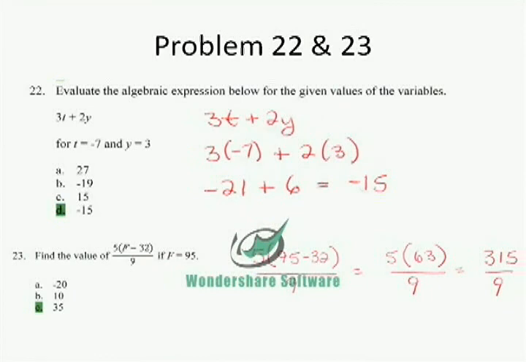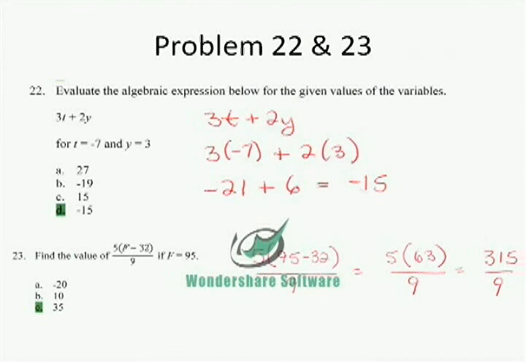Number 22 is asking you to substitute negative 7 where you see t, and 3 where you see y. So 3 times t becomes 3 times negative 7, and 2 times y becomes 2 times 3. So do the multiplications. 3 times negative 7 is negative 21, plus 2 times 3 is 6. Negative 21 plus 6 gives you an answer of negative 15.